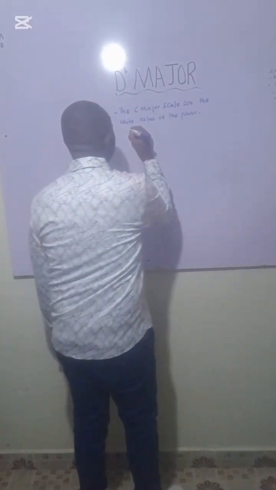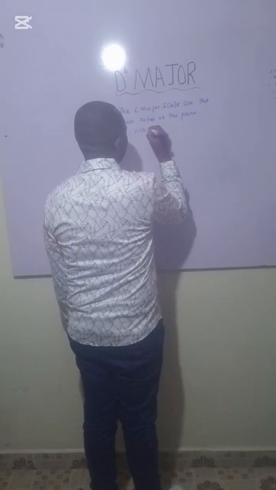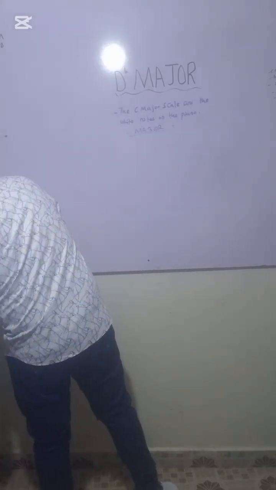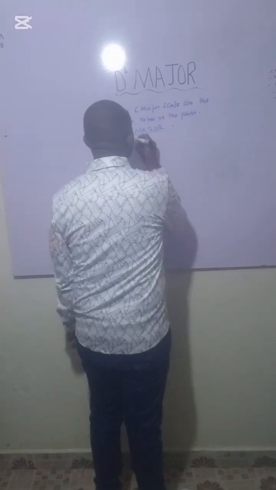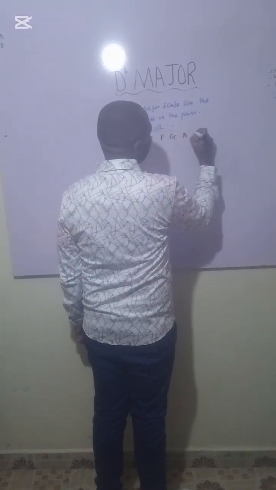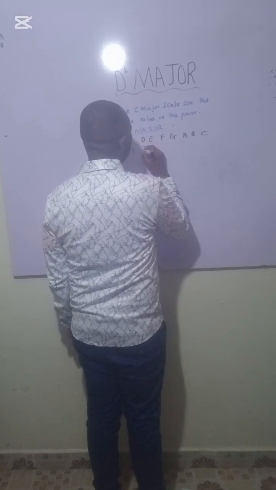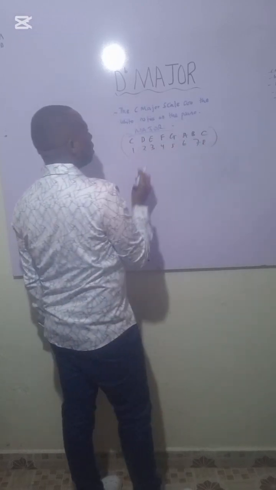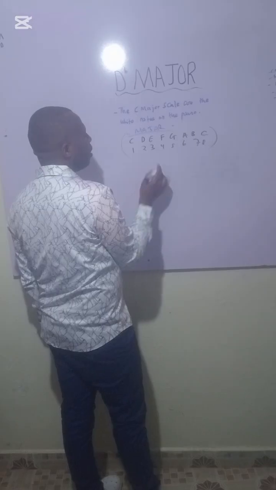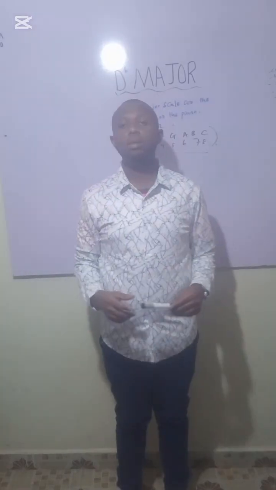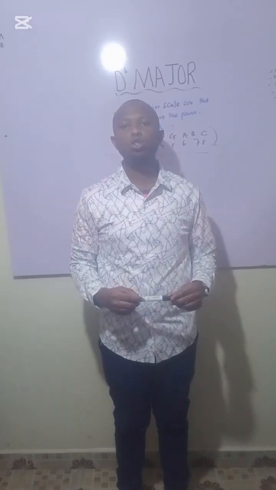So the C major scale, let me just write it with my black pen. So it is C, D, E, F, G, A, B, C. 1, 2, 3, 4, 5, 6, 7, 8. So guys, this is the C major scale. Very simple, the white notes on the piano. So what is the C major scale? The C major scale are the white notes on the piano.